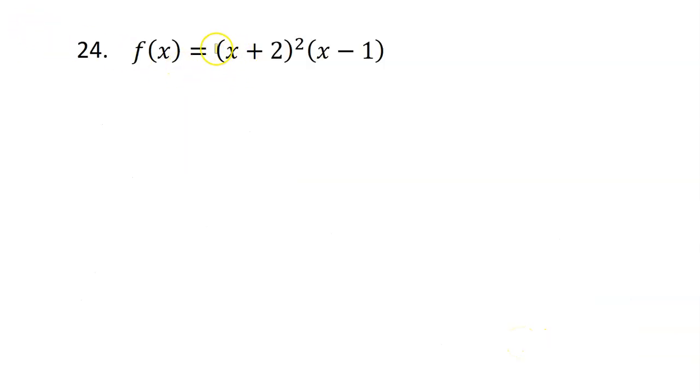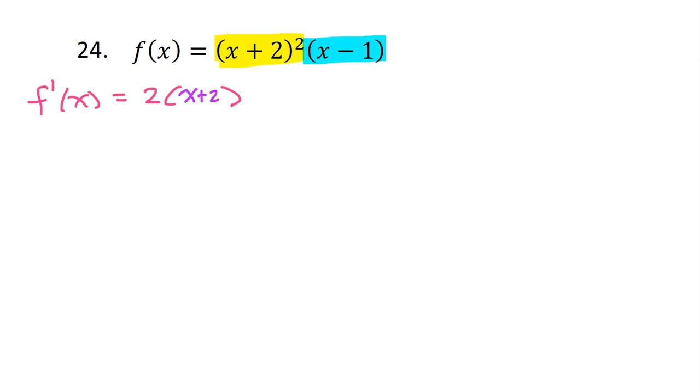For number 24, we will have to use the product rule. So this will be our first factor, and this will be the second factor. We will start off by taking the derivative of the first factor. So that 2 is going to come in the front. And we have this inner function of x plus 2. Normally we would now do the chain rule and multiply by the derivative of the inner function. But in this case that's just 1.